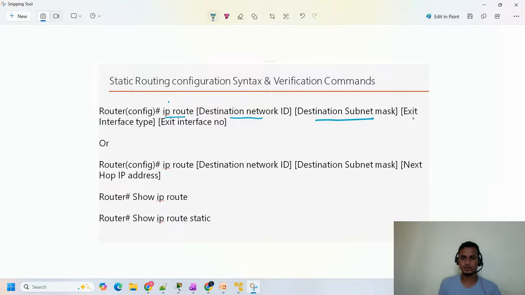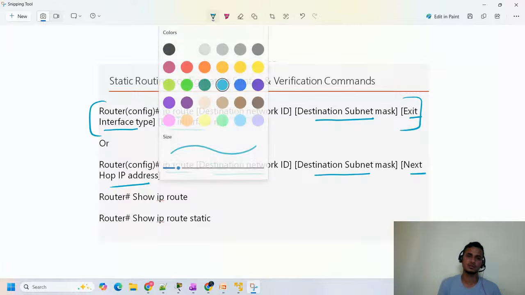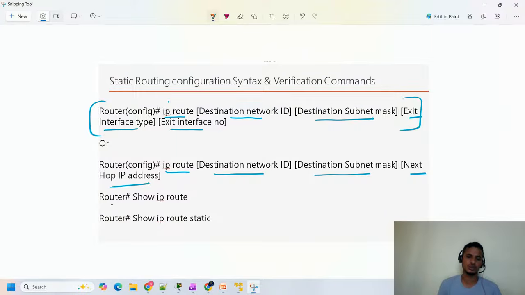Then you can use the exit interface, or else you can use the right next hop IP address. This is one of the syntaxes. You can use this when you have point-to-point links, or else you can go with this configuration: IP route, destination network ID, destination subnet mask, and the next hop IP address. You can use any of these based on the situation.